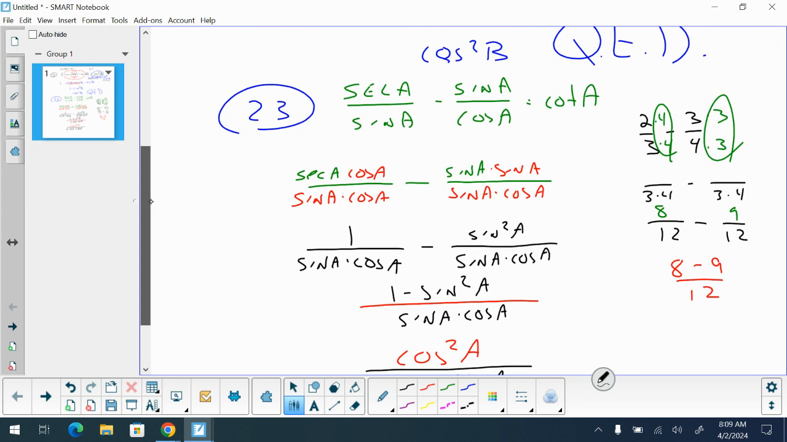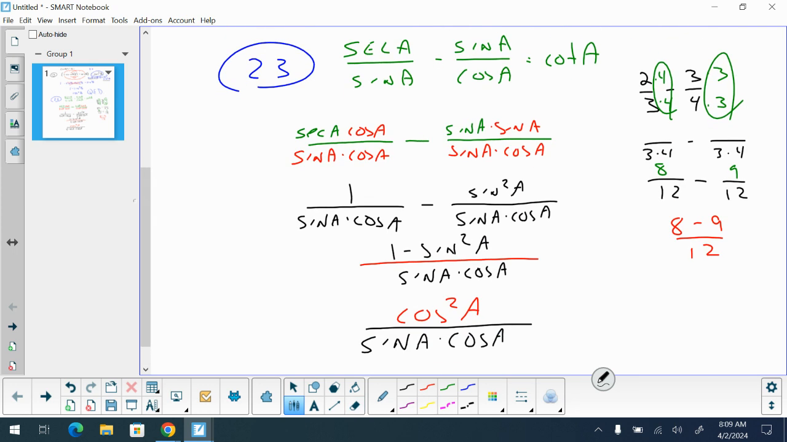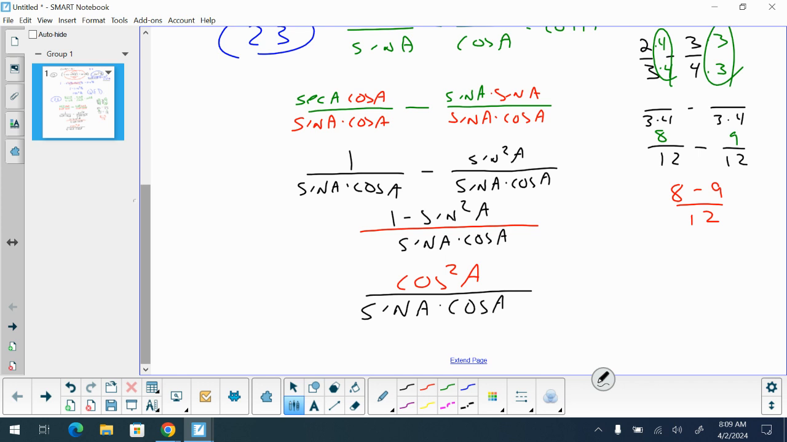Are we there yet? No, because we don't have cotangent there. But I've been able to do some manipulation here. So we go into the next little magic trick that we can pull out of the bag. Throw some pixie dust on this thing and see what we can have. Tinkerbell comes out.